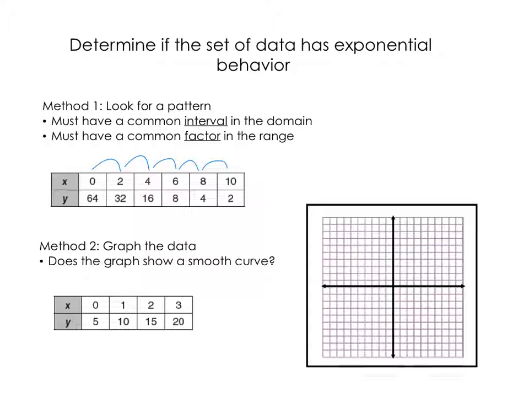From 0 to 2, we're adding 2. From 2 to 4, we're adding 2, adding 2. So this is a good sign in that we're adding a common interval every time in the x's. But now let's determine the y's. There must be a common factor in the range. So here, we look from 64 to 32, 32 to 16, and so on. From 64 to get to 32, we divide by 2, or we could say we are multiplying by 1/2.